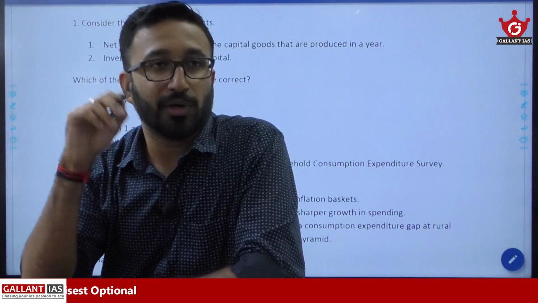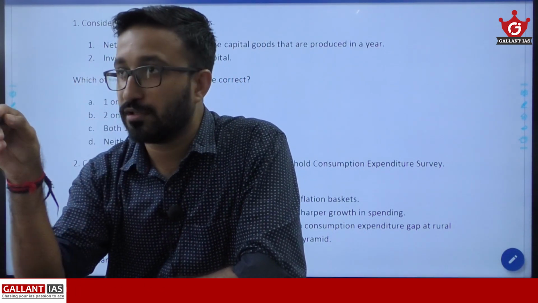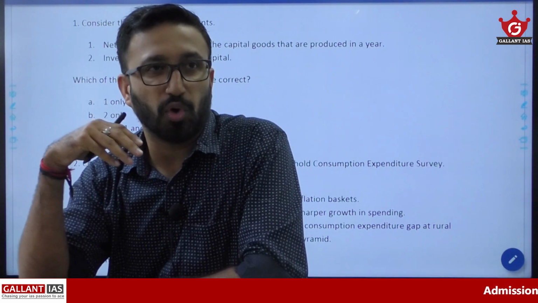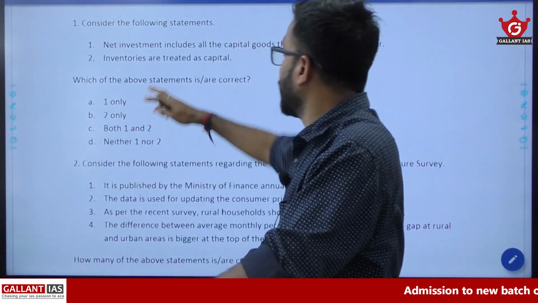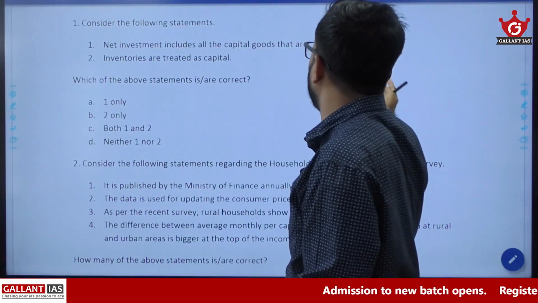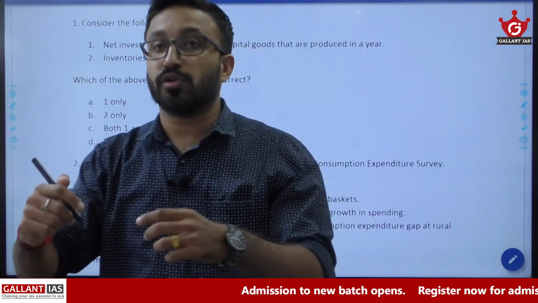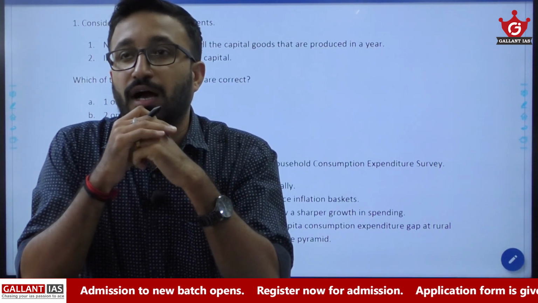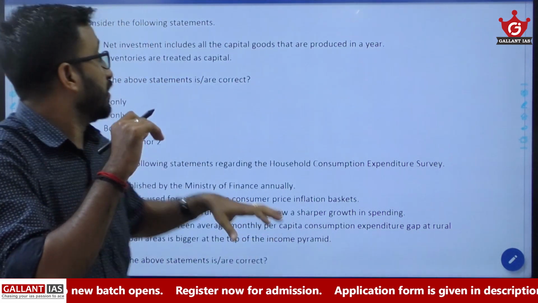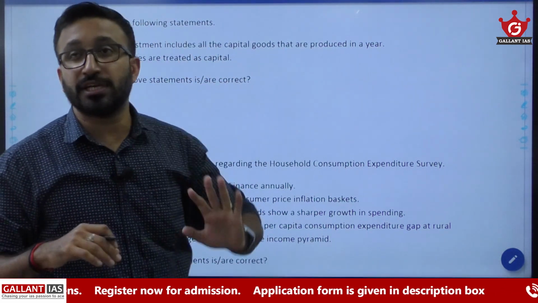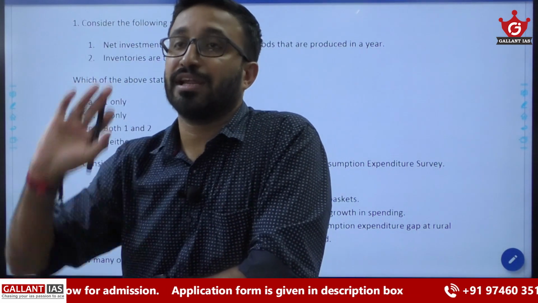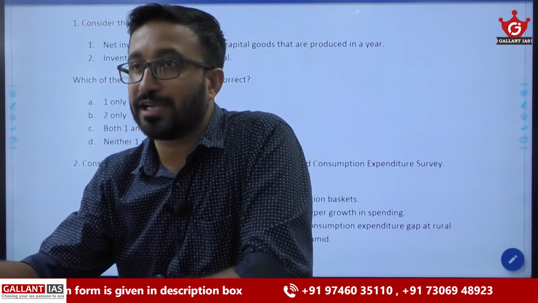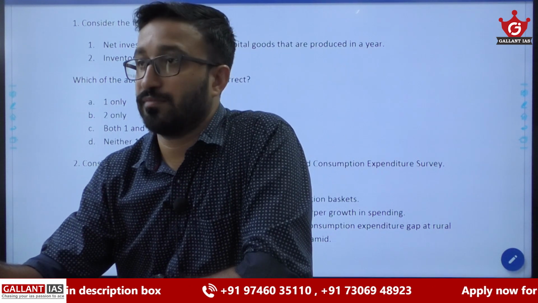So, what is the first statement? Is it true or false? Why is it false? Gross investment. Here it is given as net investment includes all the capital goods that are produced in a year. All the capital goods that are produced in a year are not counted in net investment because some are utilized on account of depreciation.